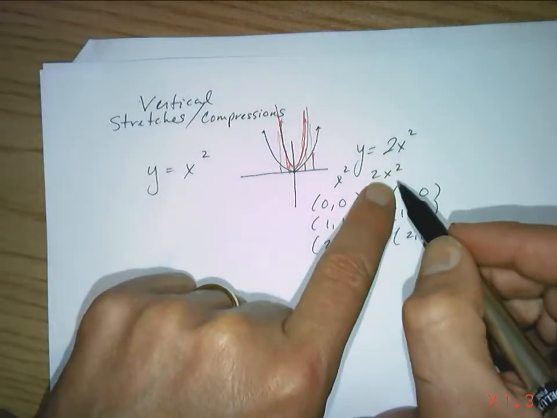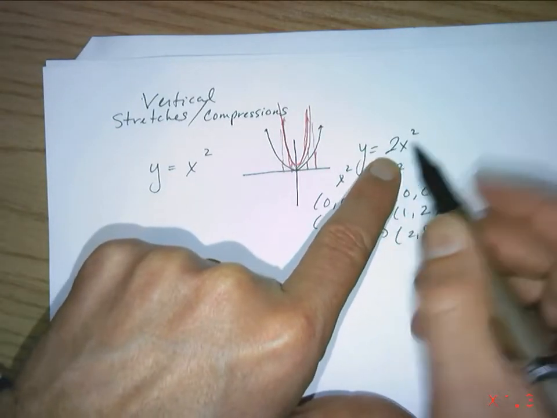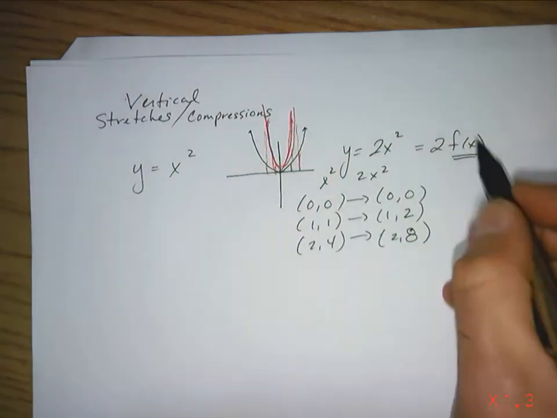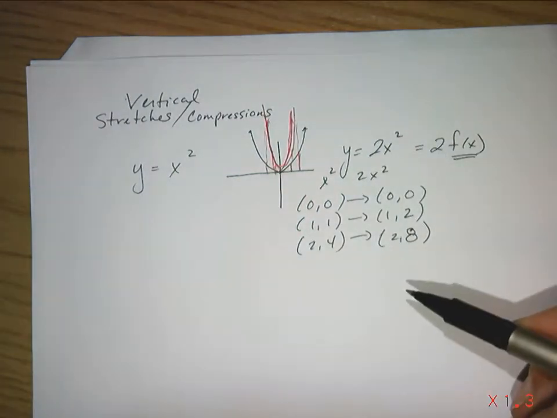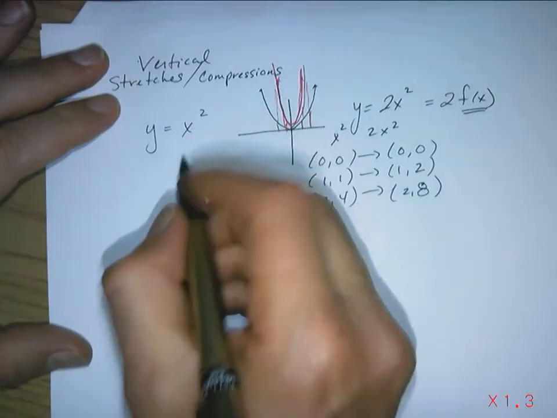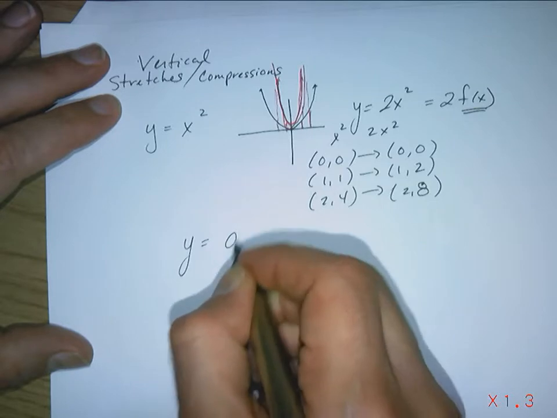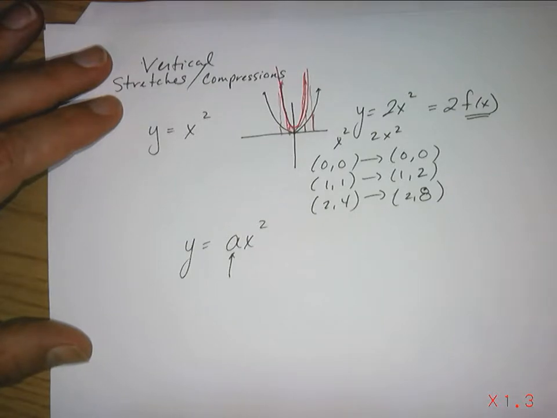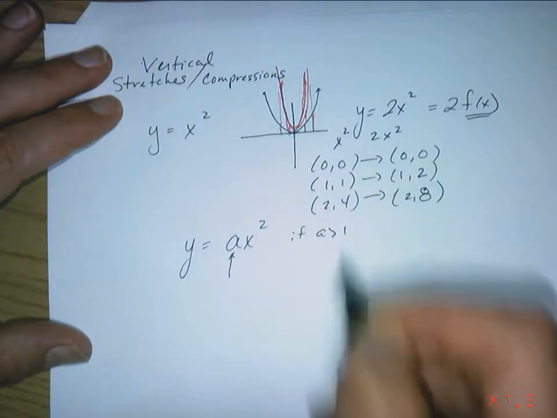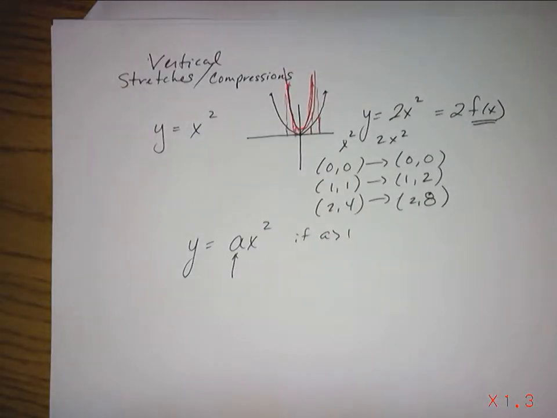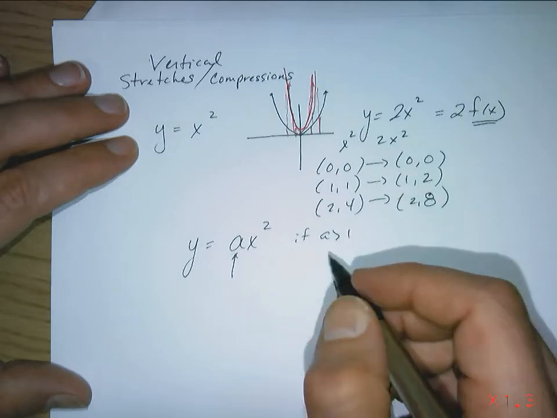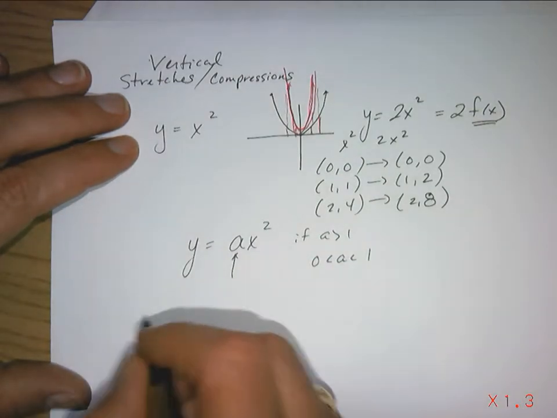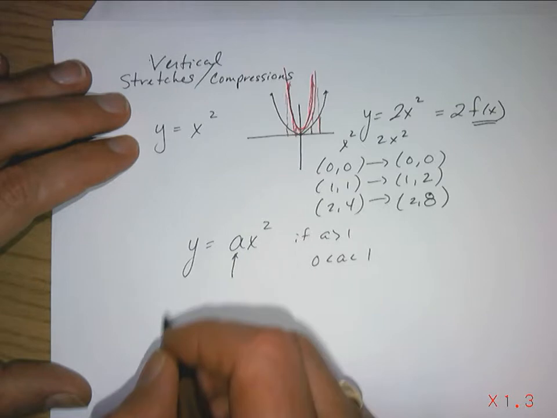So what happened is, since it's outside the function, we could think of it like this. It's outside the function. We're taking all the range values and we're multiplying them by 2. Okay? So in grade 10, we did that with y equals ax squared. We put a number outside here. And if a was greater than 1, then it was a vertical stretch. And if a was a fraction, then it was a vertical compression.